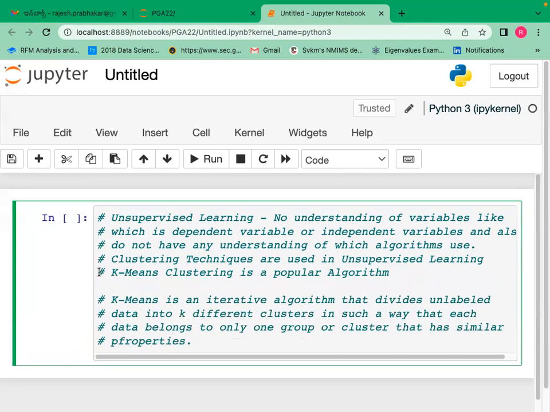So k-means clustering is an iterative algorithm. Iterative means it involves multiple iterations, or multiple times it will calculate. It divides unlabeled data. Here we don't know the dependent variables, so we don't know the labels also, right? It's unlabeled data. It will divide them into groups or clusters that have similar properties.